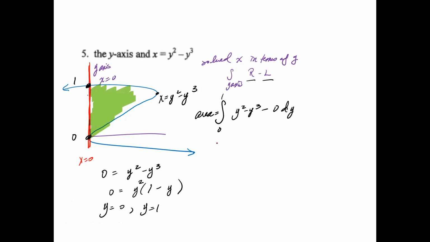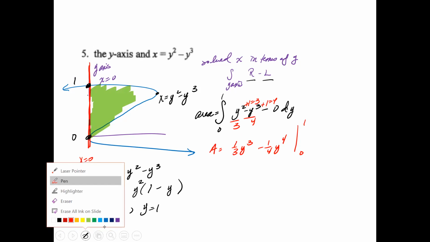All right, so now let's integrate this. So area equals 2 plus 1 equals 3, so 1/3 y to the third, 3 plus 1 equals 4, minus 1/4 y to the 4. Evaluate that from 0 to 1.